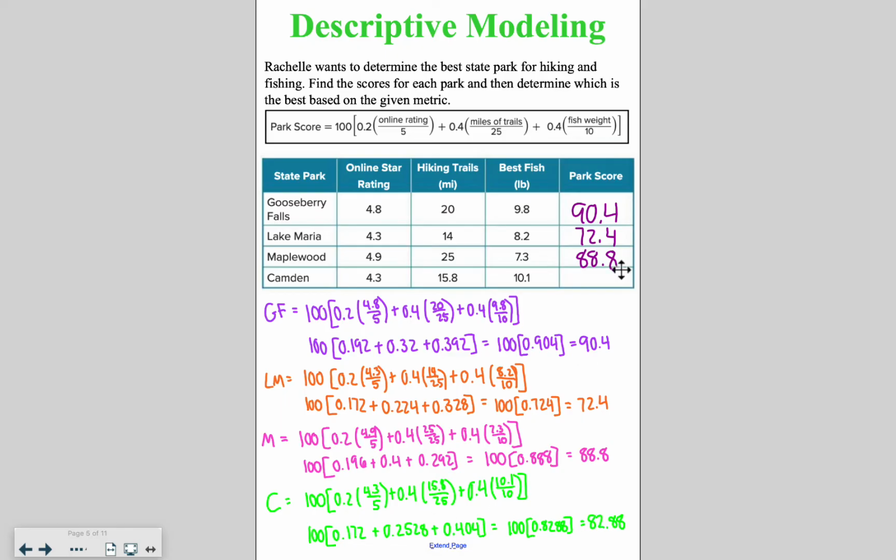Plugging in your values and solving, you end up with 82.88. So, which park should she select as the one that she is going to go hiking and fishing at? The correct answer is Gooseberry Falls because it has the highest park score.